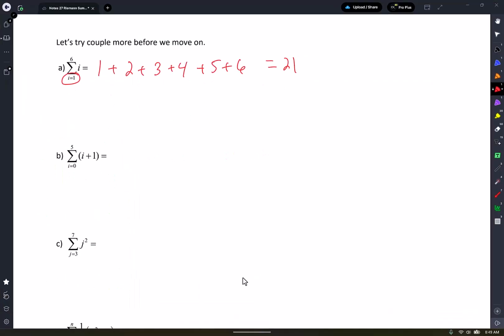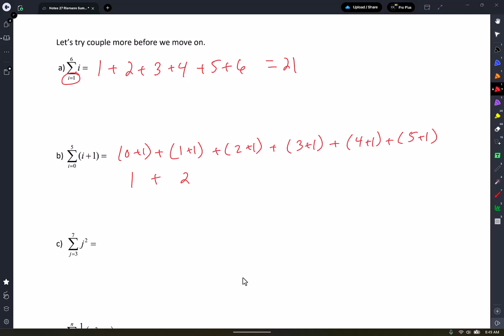All right, here we go. This one says i plus 1, so I'm going to start at 0 and stop at 5. 0 plus 1, close plus open. 1 plus 1, close plus open. 2 plus 1, close plus open. 3 plus 1, close plus open. 4 plus 1, close plus open. 5 plus 1, close. And that's what you're adding.